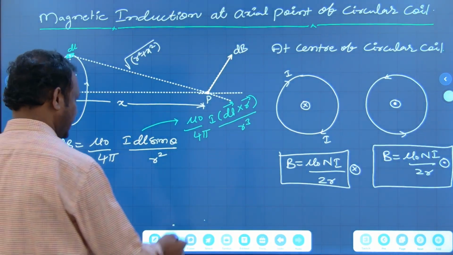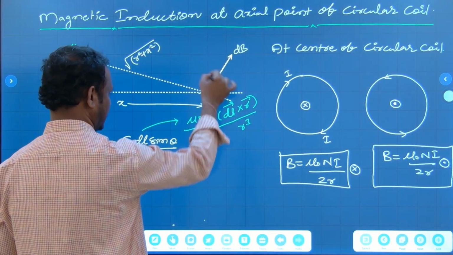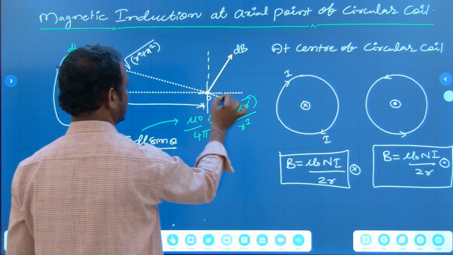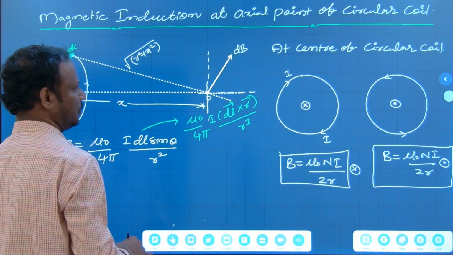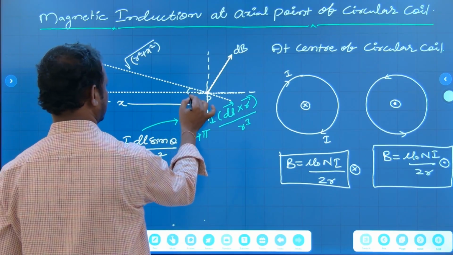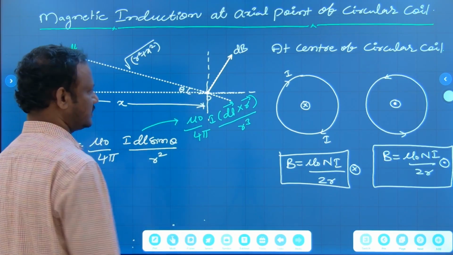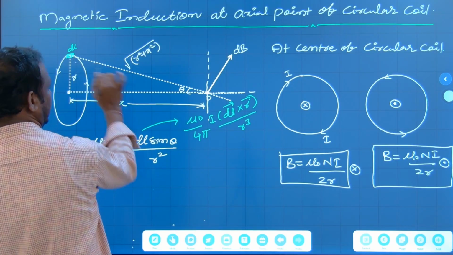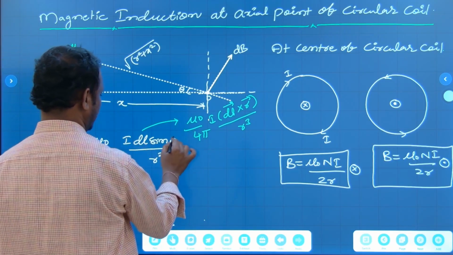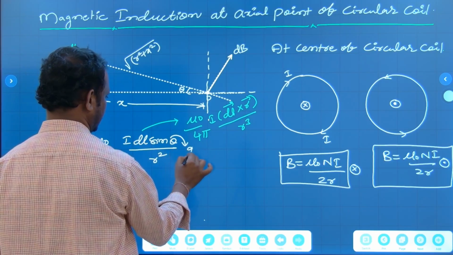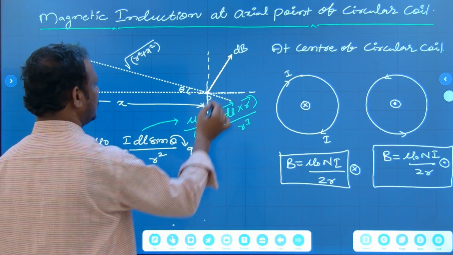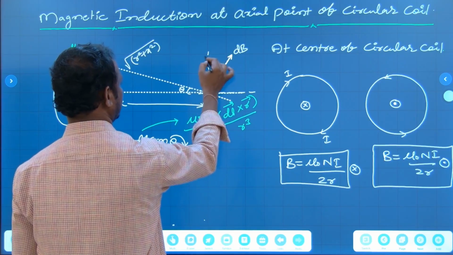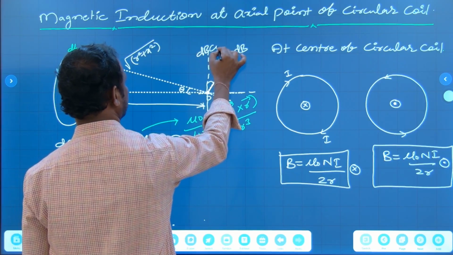So now we can take the x and y axes, the vertical one and the horizontal. This makes the angle theta. Here theta is 90 degrees, so we take sin 90. So dB is resolved into two components. This one is dB cos theta.